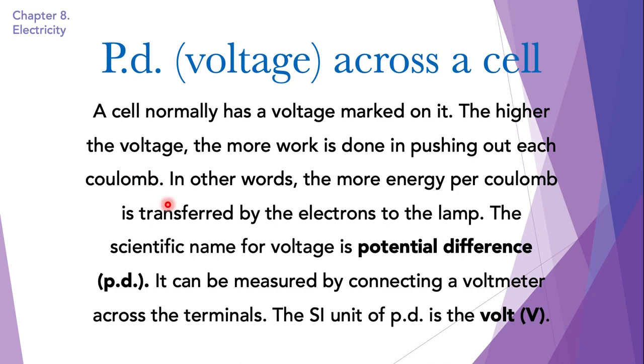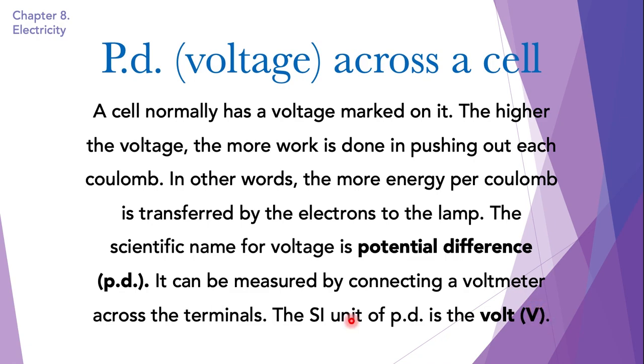So the scientific name for voltage is potential difference, also known as P.D. It can be measured by connecting a voltmeter across the terminals. So the SI unit of potential difference is the volt. In symbols, it is written as capital V.